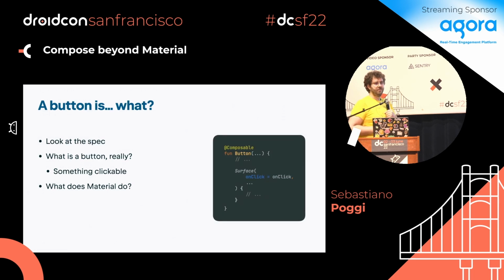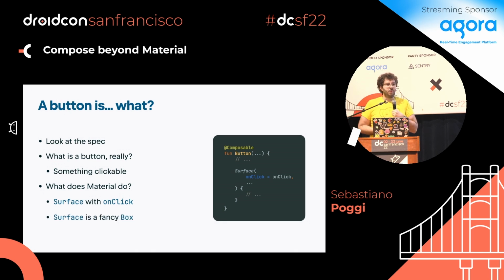How is it implemented in Material? Well, in Material, a button is a surface that has, at some point, a clickable modifier. Well, that's not hard. I mean, you don't have access to surface, but surface is a box. It's just fancy. It looks fancy, but it's a box that has a color. So if you get a box and you make it clickable, button, done.